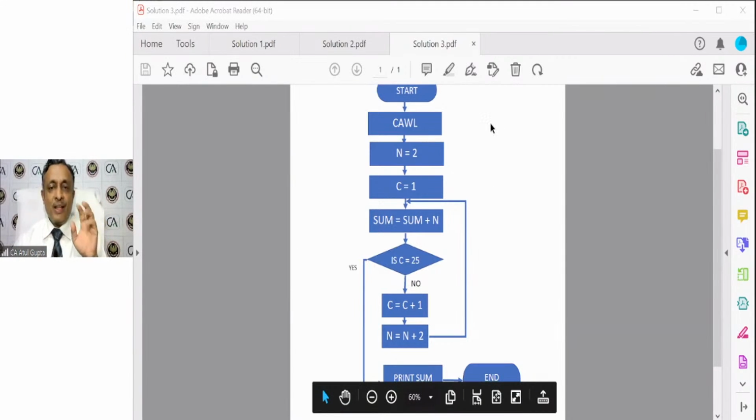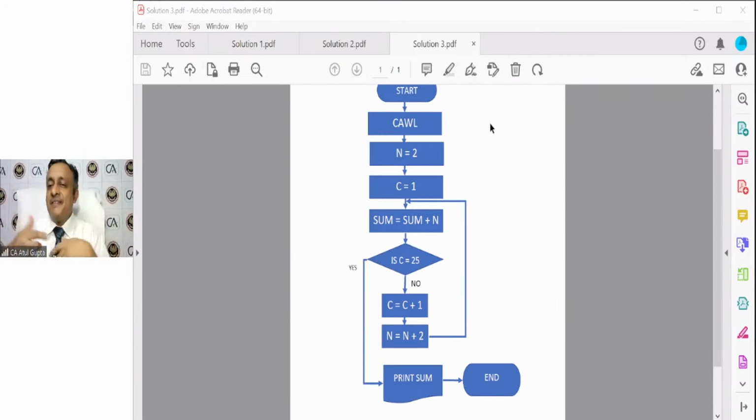Okay, so now, we cannot do 25 iterations. We are part of a class. So what we'll do, we'll add only the first 3 even numbers. Okay, for example, we are adding the first 3 even numbers. So I'll just put it here.